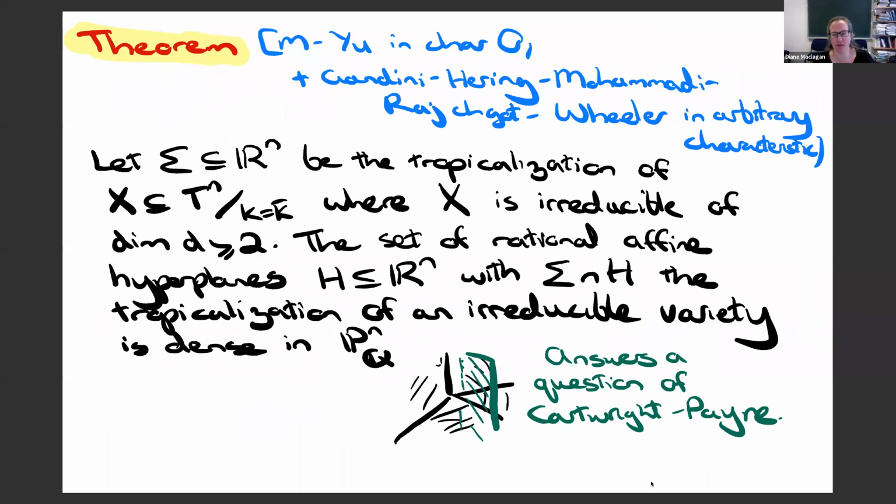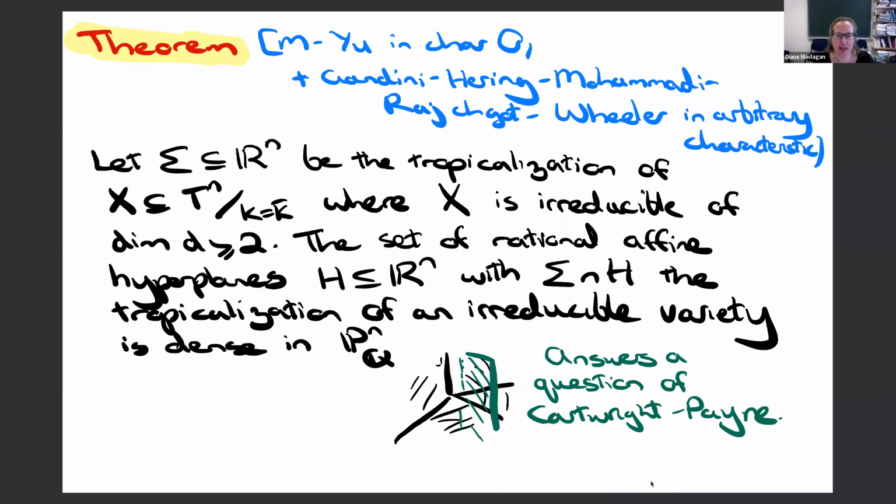To do that, our original proof, using the slicing, had a tropical Bertini theorem that relied on the Fuchs-Mantova-Zanier paper, so it relied on characteristic 0. And then we joined the rest of the team, Gandini, Herring, Mohammadi, Rushcott, and Wheeler, to get arbitrary characteristic.